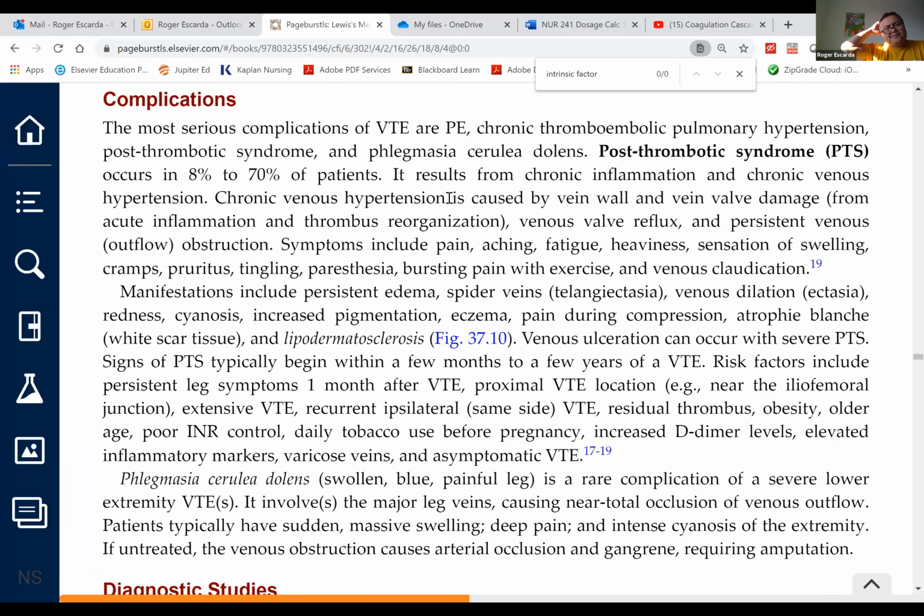Now, aren't you curious? Why is it a PE? Why not a heart attack or stroke? Why does the clot end up in the pulmonary artery? I think because of the pressure there.